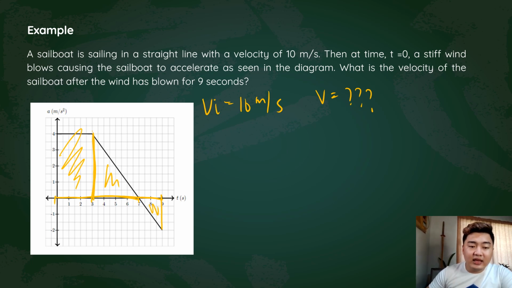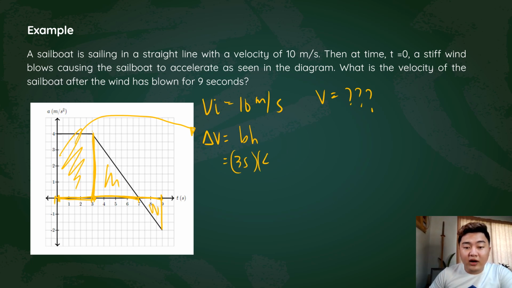So let's take the first one, this one. So the change in velocity there is base times height, since that's the area. Now what's the base? We have here from 0 to 3, so that's 3 seconds. The height will be 4 meters per second squared. Cancel that out, and you're left with 12 meters per second.